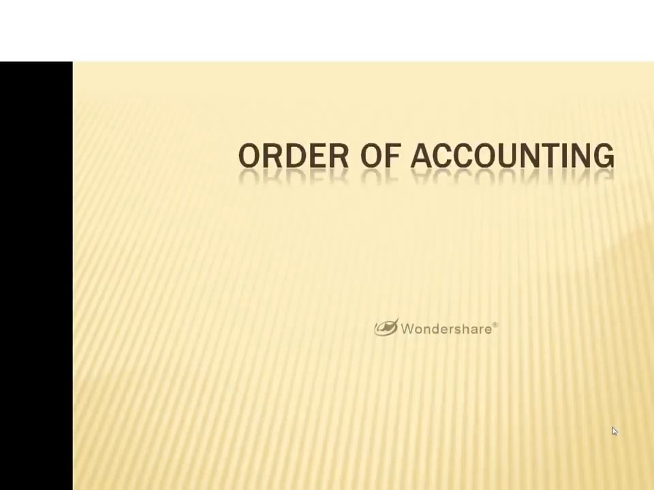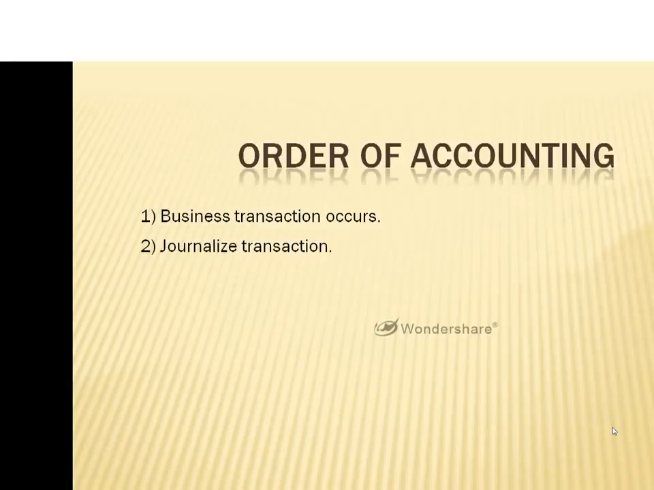Now, as we talk about the order of accounting and the way things need to be done, we first have to have a business transaction occur. That would be the purchasing of land or the receiving of cash from the common stockholders or the shareholders. Next, we have to journalize the transaction, which is just what we did. We showed you how to journalize each transaction properly. Then we take this journalized transaction and we post the journal entry to account ledger.